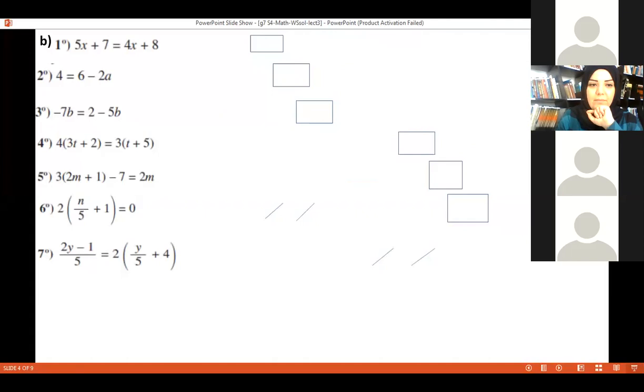So I will get... Zahra, are you asking something? The 5x, it has a variable x. That's why I need to keep it on the left side. Okay, so I bring the 4x beside the 5x, it becomes minus 4x, and I bring the 7 beside the 8, it becomes minus 7. So in this case, I will get 5x minus 4x equals 8 minus 7. And now the question is, what's 5x minus 4x?